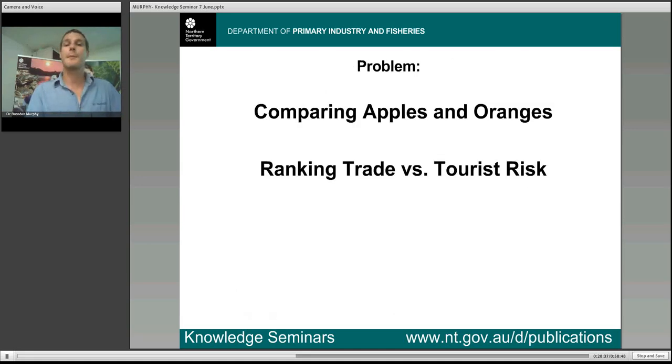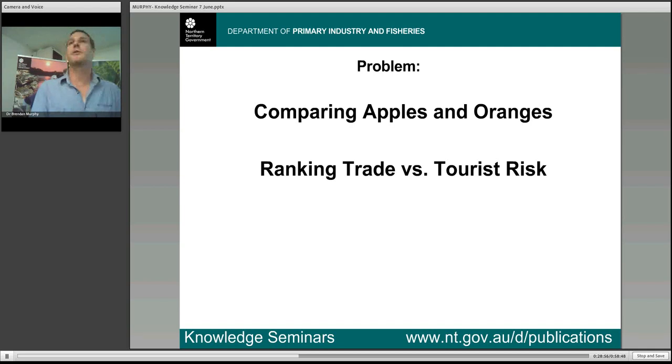The other issue we come up with, because we've got limited resources, is how do we compare different types of risk site? This is the apples and oranges issue. If I can only survey one site this year and I haven't got very much money, how do I compare one trade site with one tourist site?